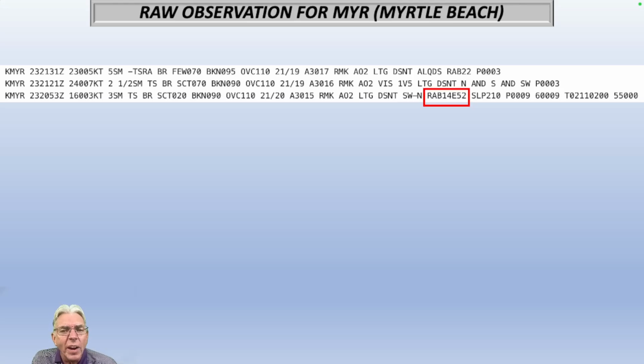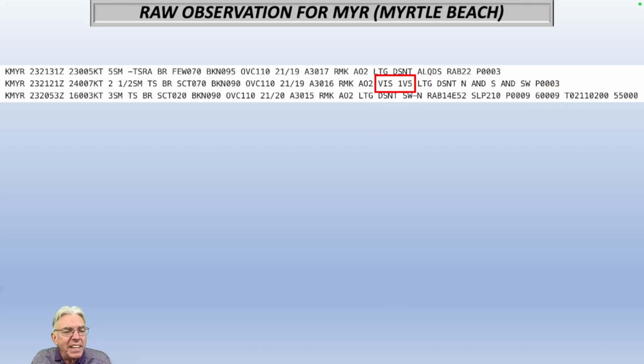Okay, RAB14E52. That means that rain began at 14 minutes after the previous hour and ended at 52 minutes after the hour. And this observation was taken at 53. So it ended 1 minute before the observation. And then the P0009 means how much precipitation fell since the top of the last hour. And then the 6th group is the 6-hour precipitation amount, which happens to be exactly the same, okay?